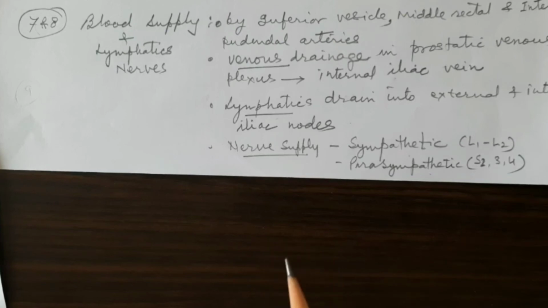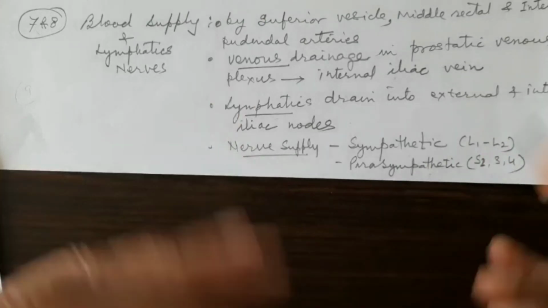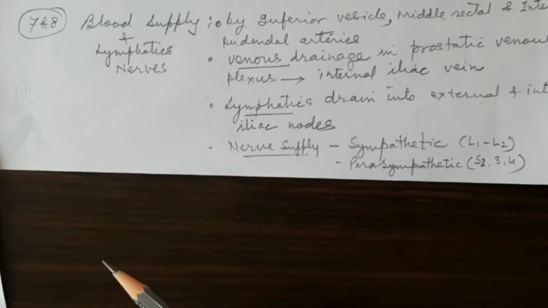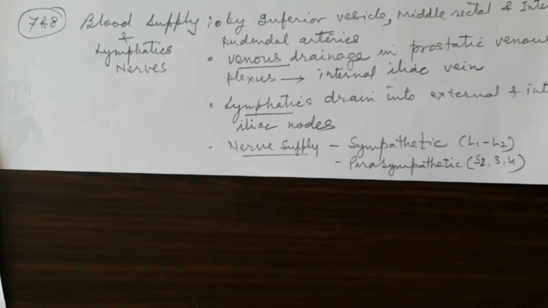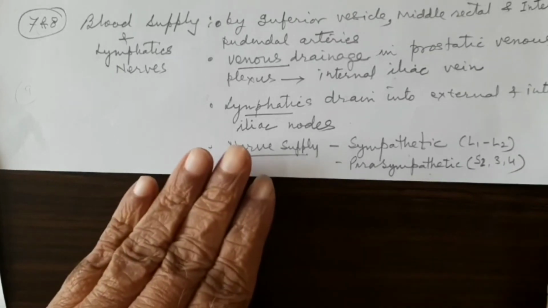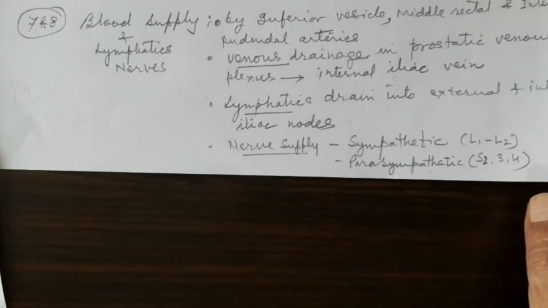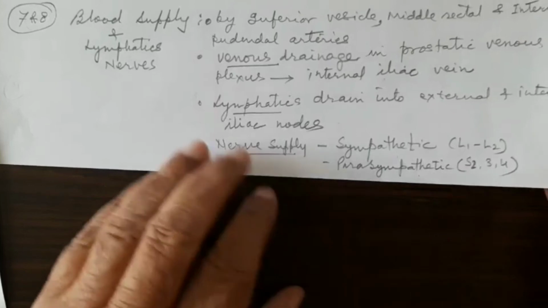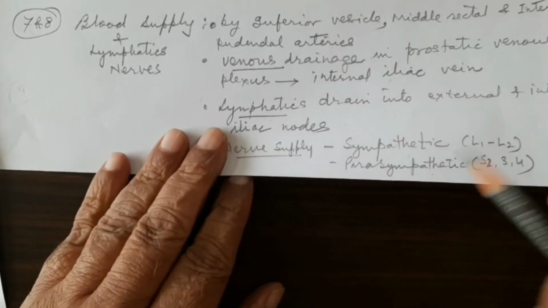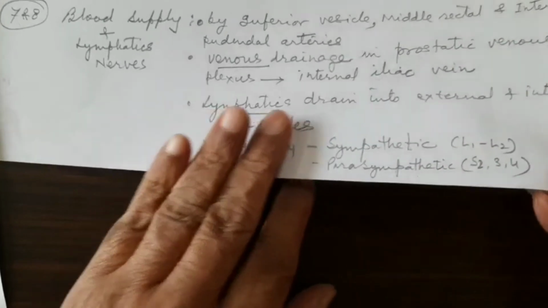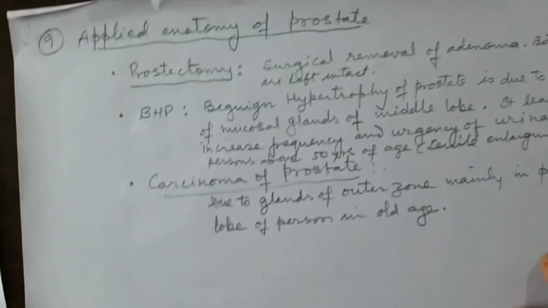And then the parasympathetic is responsible for its excretion, its actual secretion, because of the stimulation of the parasympathetic. So the glands will pour their secretion inside the prostatic urethra, while synthesis is because of sympathetic innervation. That is the difference between the two nerve supplies.